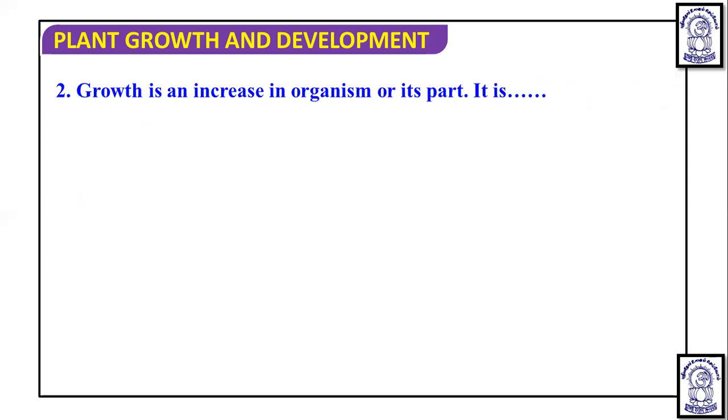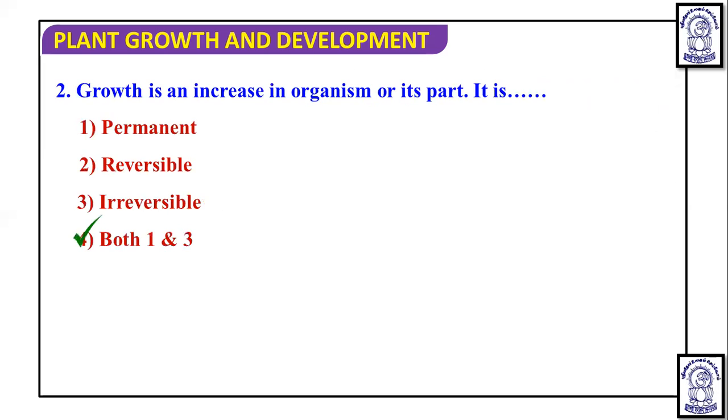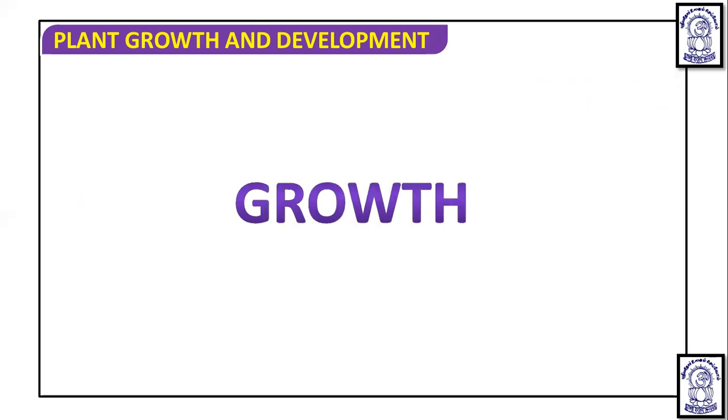Growth is an increase in an organism or its parts, and obviously it should be an irreversible permanent increase. So both 1 and 3 should be the correct answer. Now we have to define growth in a proper way.